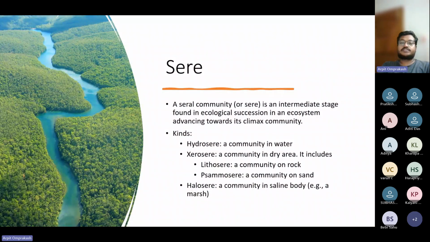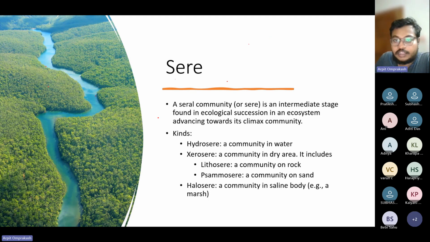Now, what is a seer? A seer, or a seral community, is an intermediate stage found in ecological succession in an ecosystem that is advancing towards its climax community. So there are three things to note first, and we'll talk about them later also in more detail.